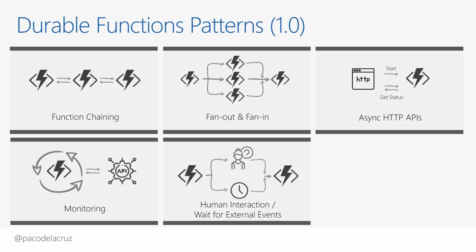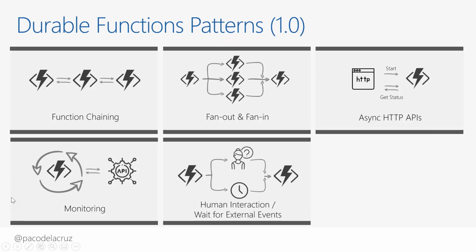You can also implement human interactions. So let's say you have an approval workflow that has some human interaction steps. You can implement this with durable functions. Or, for example, let's say you trigger a build and then you're waiting for a webhook to continue your processing. You can also wait for those external events. All these patterns were available on Durable Functions 1.0.